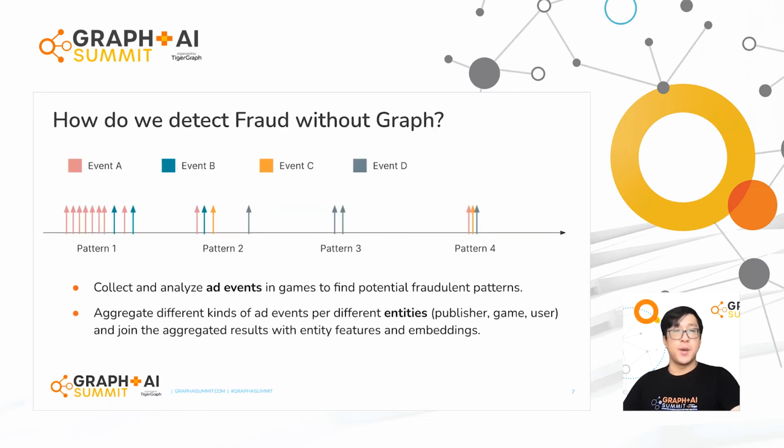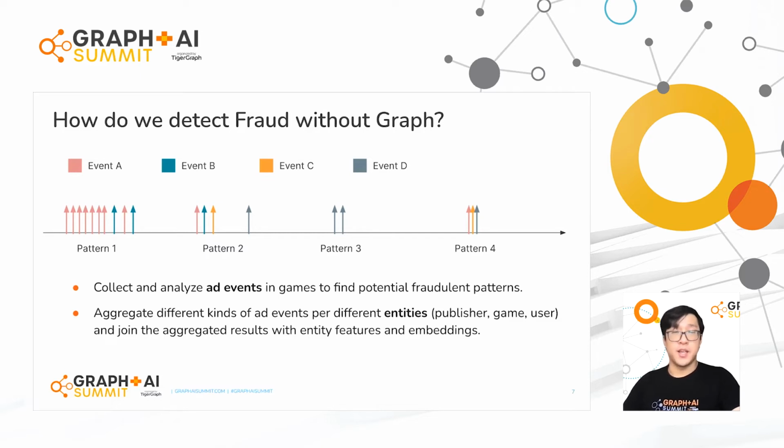Before we had graphs, how did we detect fraud? As I mentioned before, we have ad events, and those ad events happen in games during advertising. They do not come alone. They come in a cluster, sequentially, which forms ad event patterns. We can see pattern 1, pattern 2, pattern 3, pattern 4. There are many different combinations and many different shapes of patterns. That's how we're dealing with fraud nowadays.